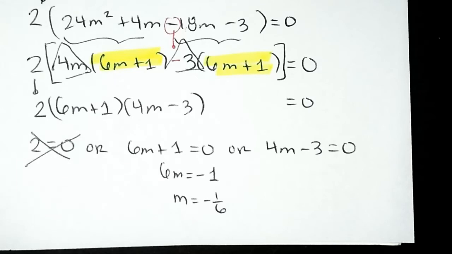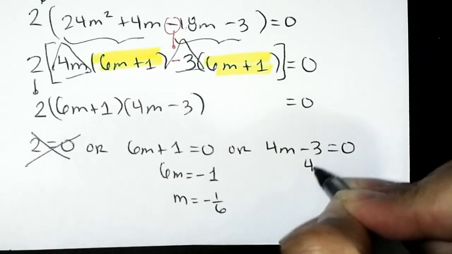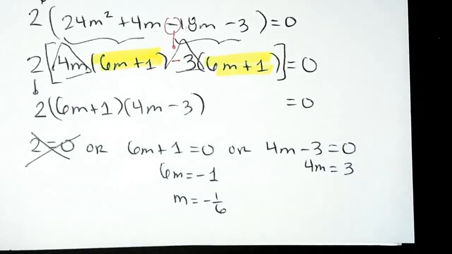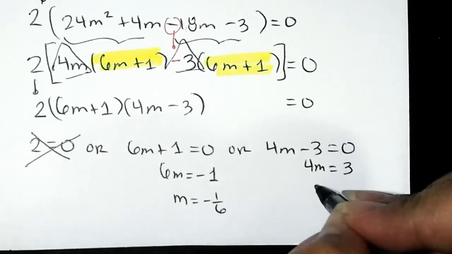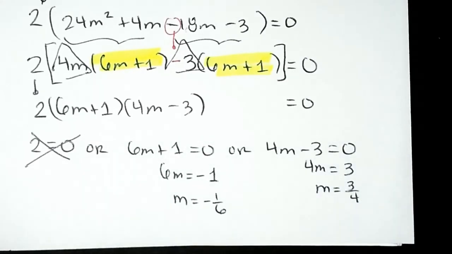Okay, to isolate that variable term, let's go ahead and add 3 to both sides, and when we do, that will leave you with 4m equals 3. And after we divide both sides by 4, that will leave you with m equals 3/4. Hopefully I did this right, because when I do things in my head, that's when I always make mistakes.